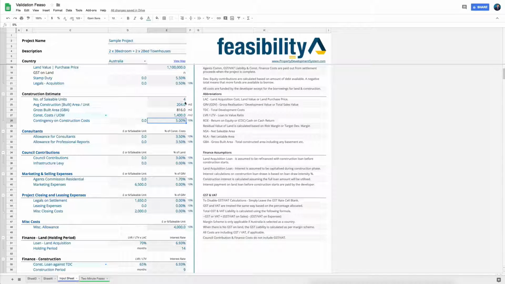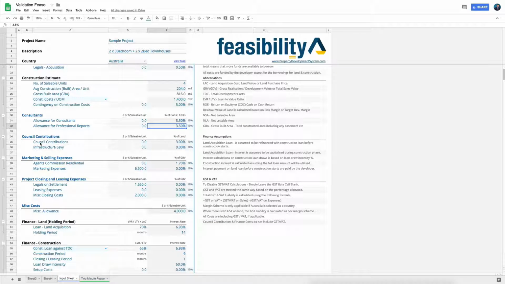It could be a different industry standard in your country where you could allow something else. For something like this, I would allow 3.5, which is fine. I'll leave that there. You've got council contributions because I'm building 4 units. So in my part of the world, I allow 4% of the land value.